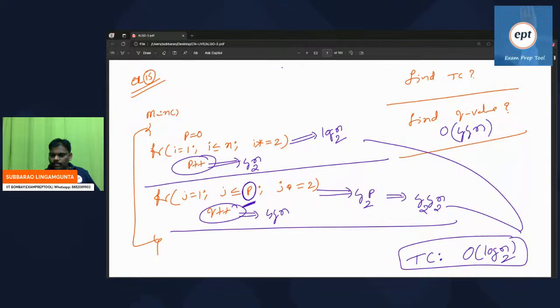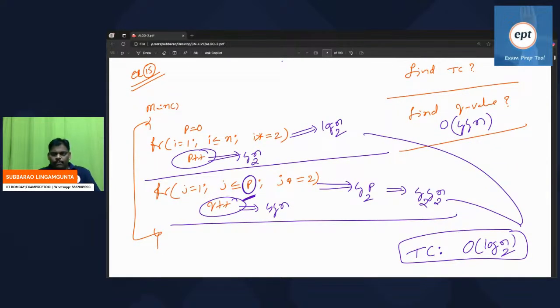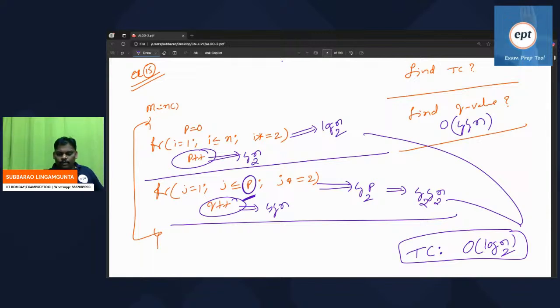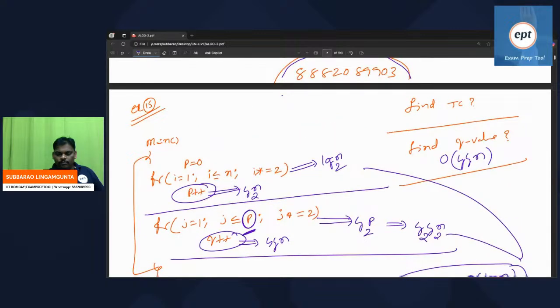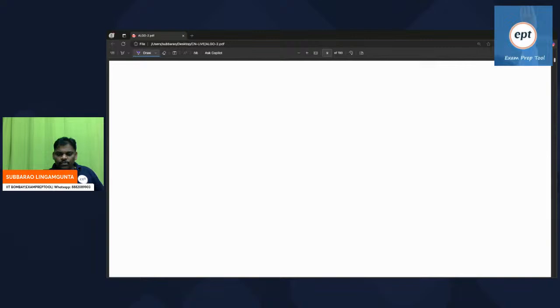This is the place where we stopped yesterday. Totally we did 15 problems. With this, I think we finished the time complexity.